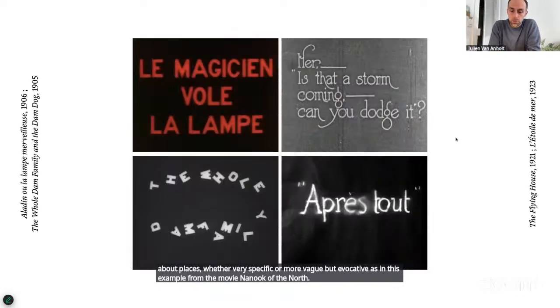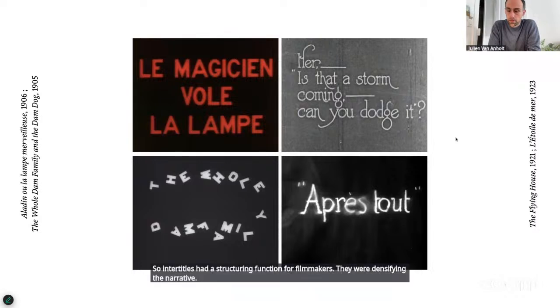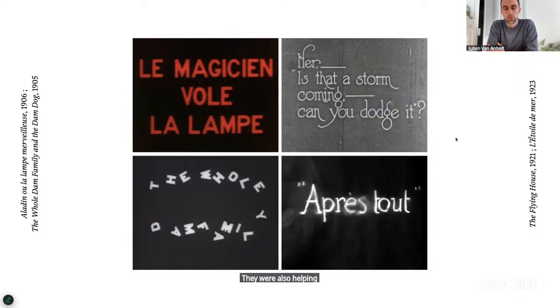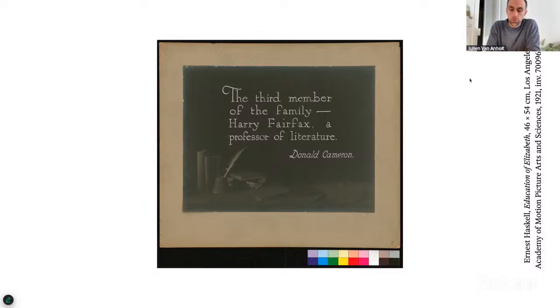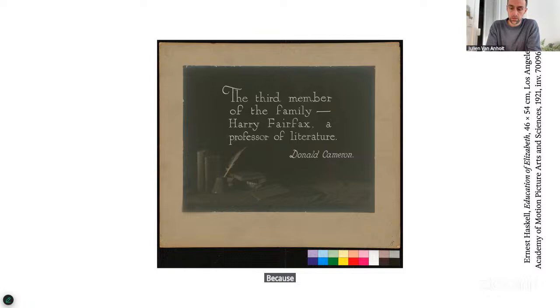So intertitles had a structuring function for filmmakers. They were densifying the narrative. They were also helping the cinema to develop its own language. But the fact of introducing some text amongst the images had a major drawback, because intertitles created a strong break in the flow of moving images. They are also sometimes referred to as cards or cartons in French, which means cardboards. And this word of card gives a finer idea of the materiality of intertitles, because cardboard is indeed a rigid paper on which to print letters or to trace them by hand using various tools.